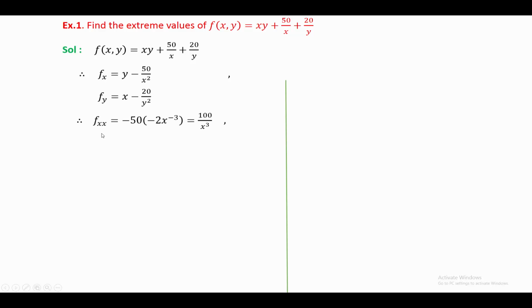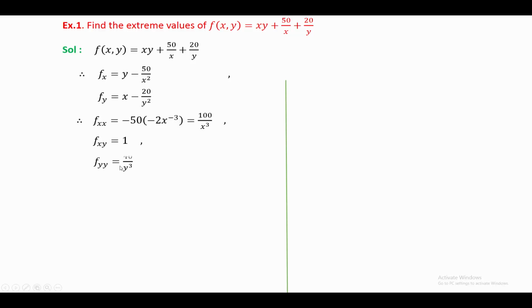Then find f_xx, the second derivative, meaning the derivative of f_x. The derivative of y is 0, then -50 times the derivative of 1/x², meaning the derivative of x^-2 is -2x^-3, so minus and minus become plus: 100/x³. Then f_xy, the partial derivative of f_y with respect to x: the derivative of x is 1, and the derivative of 20/y² is 0, so f_xy is 1.